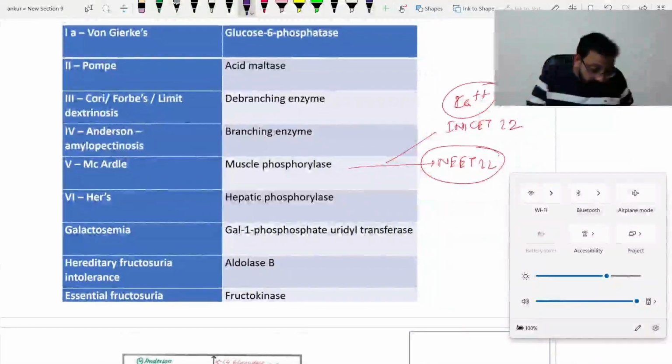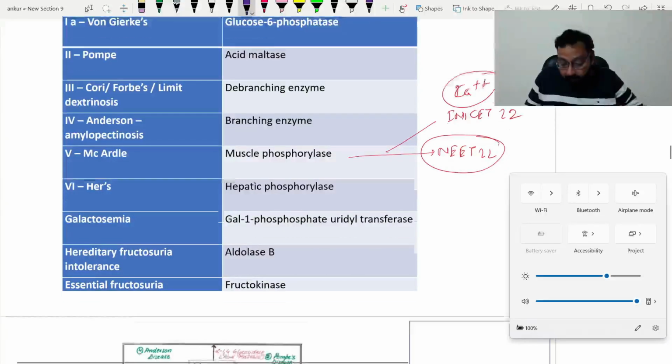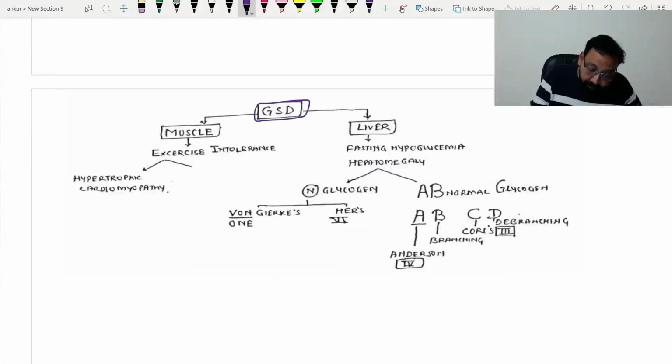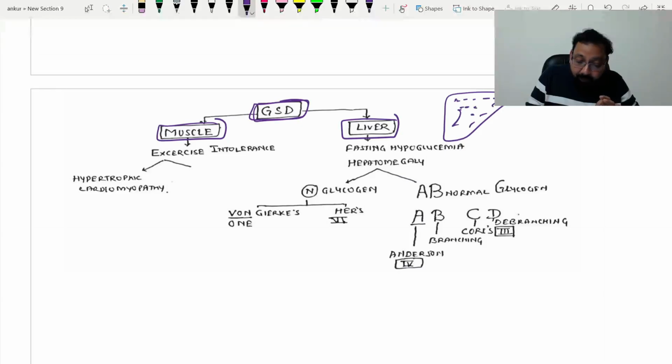Now, glycogen storage disease, a very important topic. I will say glycogen storage disease is of two types: liver glycogen storage disease and muscle glycogen storage disease. We will remember this flow chart. If liver glycogen is not metabolized properly, this glycogen will accumulate in the liver and will not be able to contribute to blood glucose.